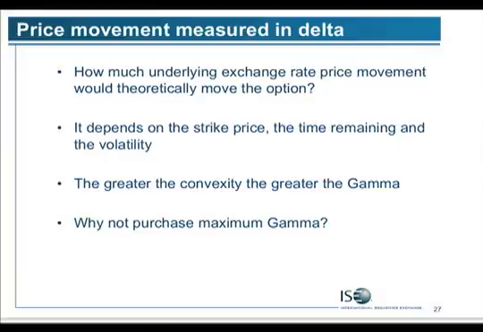Of course, as I just mentioned, I was illustrating the at-the-money options. You could quote or price the in-the-money options. They're going to have higher deltas. The out-of-the-money options are going to have lower deltas. The greatest gamma is going to be at the money options. Why wouldn't you want to always purchase maximum gamma? Because then you get more time decay, or theta.